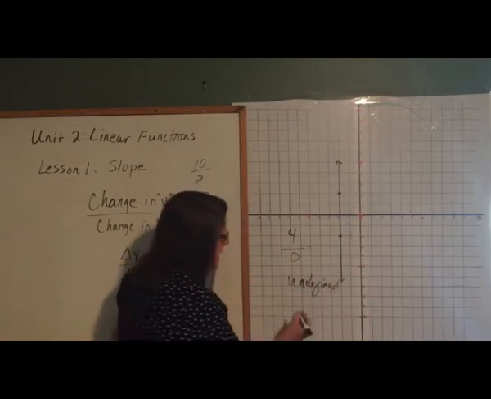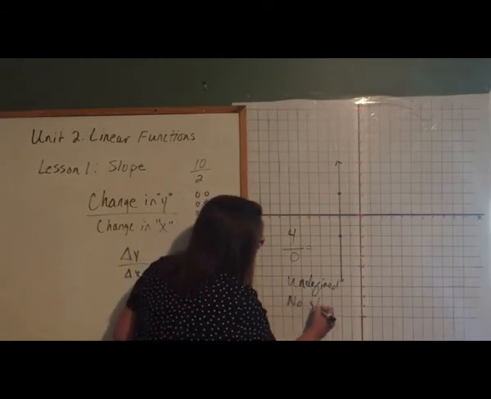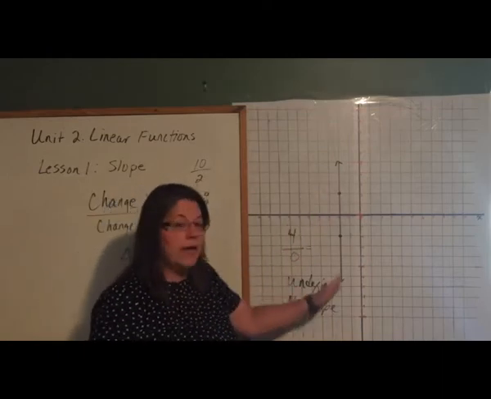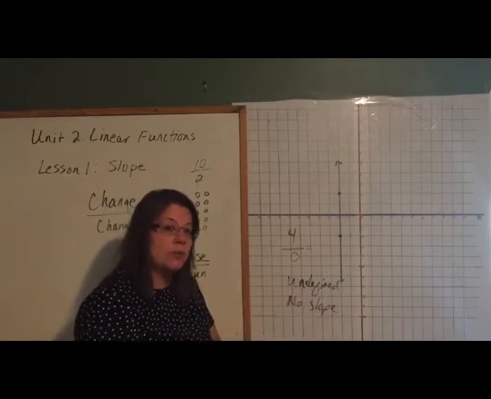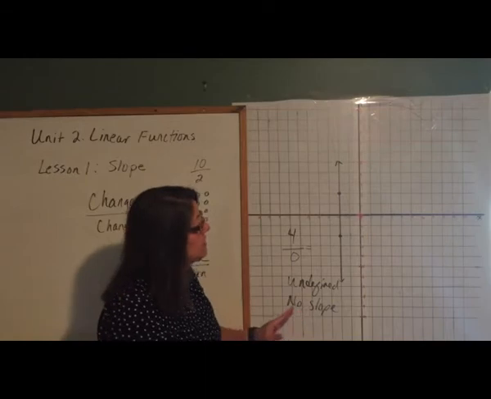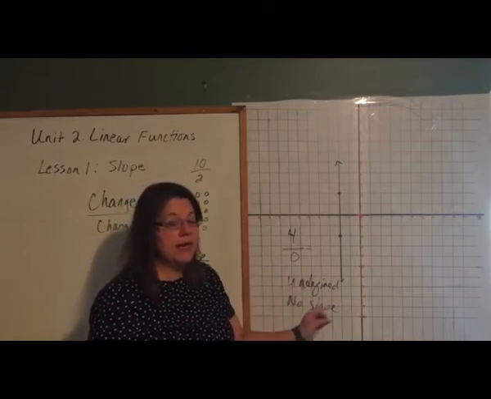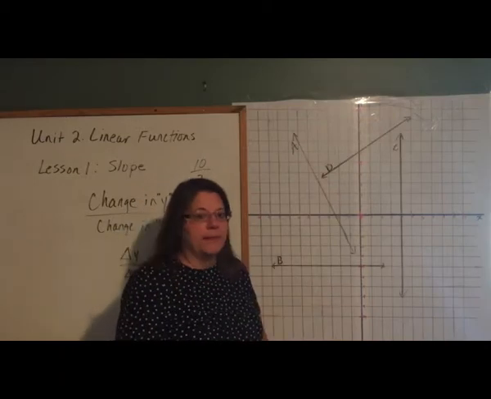Or sometimes we say it has no slope. You can put either one of those for a vertical line, undefined or no slope. And that's always going to be the case when you have a vertical line. The slope will be undefined or no slope.